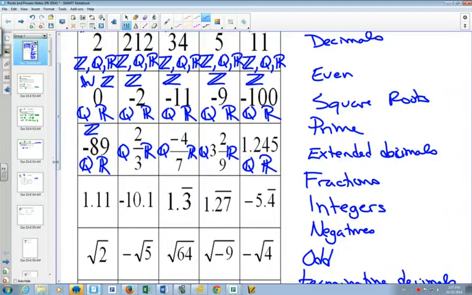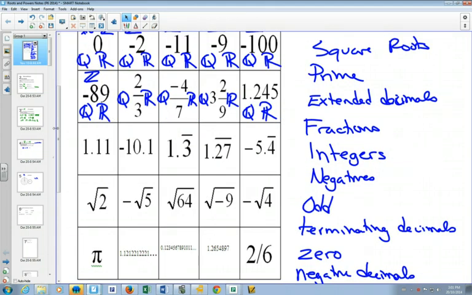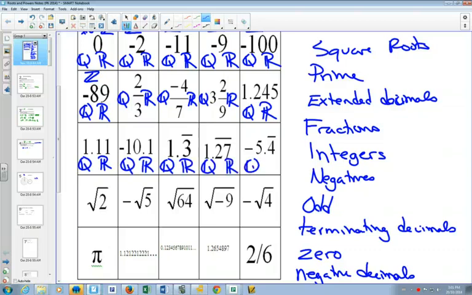I gave you guys a head start? Okay, I'll give you guys some more time. All right, here are the next 5. Rational and real, rational and real, rational and real, rational and real, rational and real. They're repeating. All of those can be written as fractions, so they're all rational numbers.